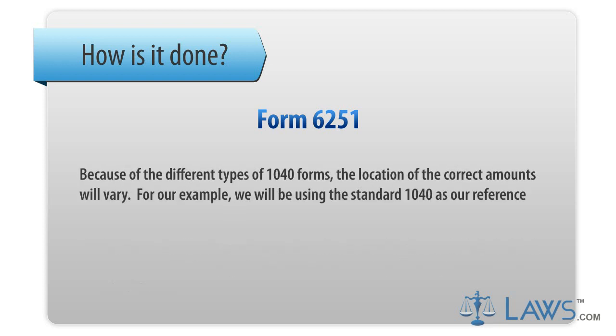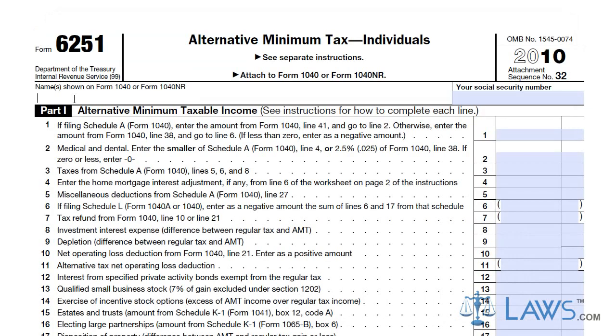Because of the different types of 1040 forms, the location of the correct amounts will vary. For our example, we will be using the standard 1040 as our reference. Enter your name and social security number at the top of the form. Enter the amount on your 1040 line 41 on line 1 of the Form 6251.